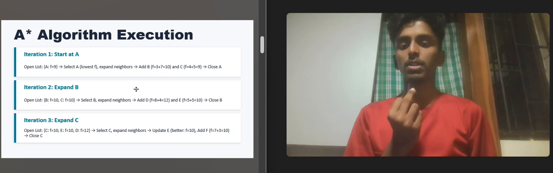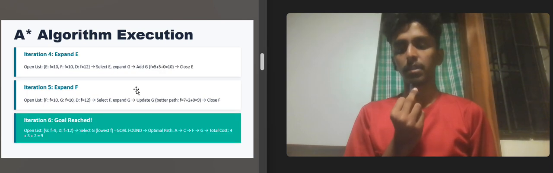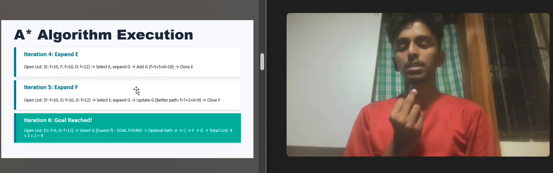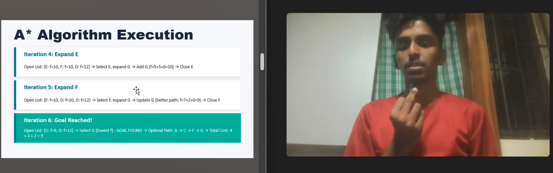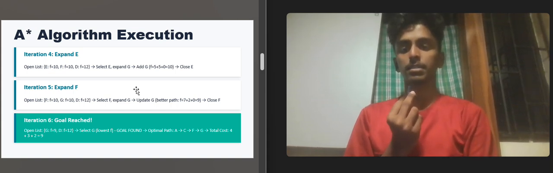Now let's see how the algorithm executes. In the first iteration, we start at node A, we expand A and add B and C to the open list. Next, we choose the node with the lowest f value. We continue expanding nodes and updating their cost step by step. As the algorithm continues, we expand nodes E and F. Finally, we reach the goal node G. The optimal path found is A, C, F, G and the total cost is 9.